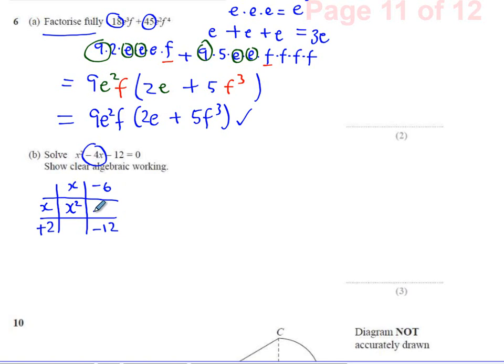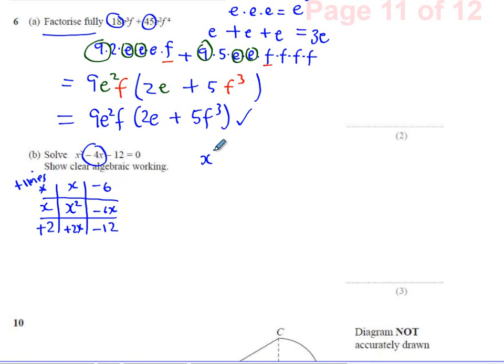Minus 6 times x is minus 6x. X multiplied by plus 2 is plus 2x. So this is when you times, yeah? And if I collect the like terms, minus 6x and plus 2x gives me minus 4x. Good, so I've got it sorted.